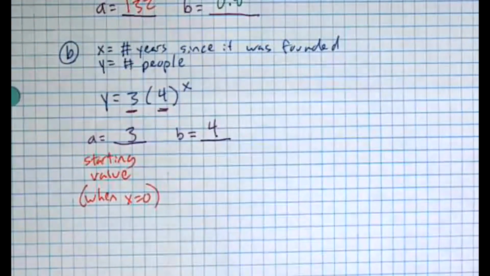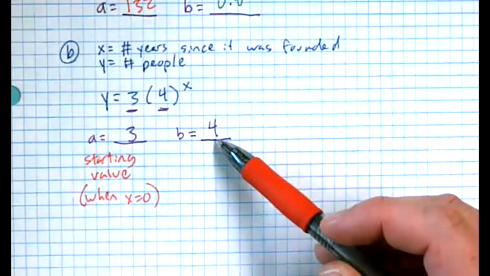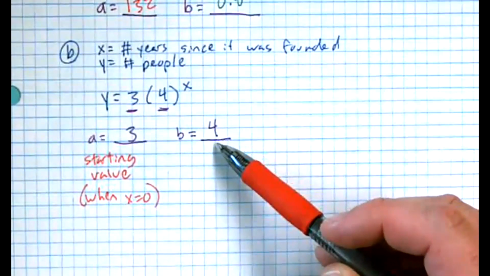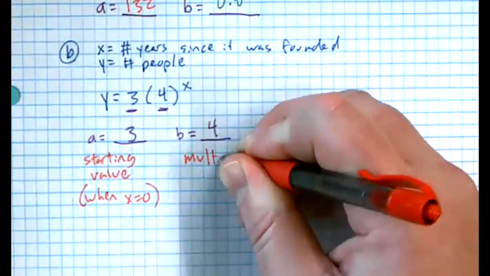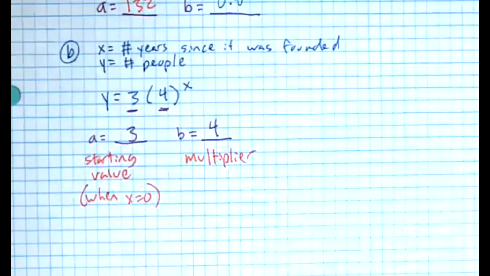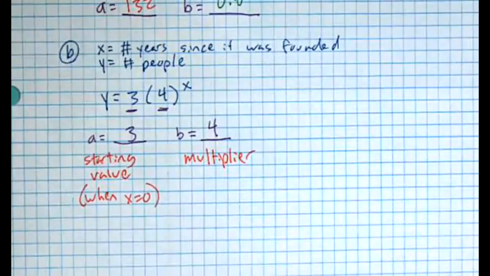And then when we were dealing with geometric sequences before, what did B represent? Does anybody remember? The thing that we multiply, I'm going to call it the multiplier. Oh, I'm so glad you remember that. If you remember that stuff, that's just going to make these exponential functions that much easier to deal with. So B is going to be our multiplier.